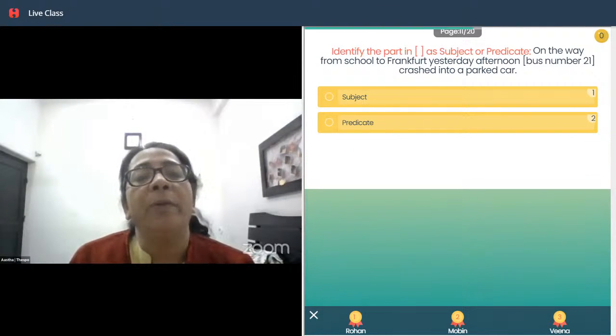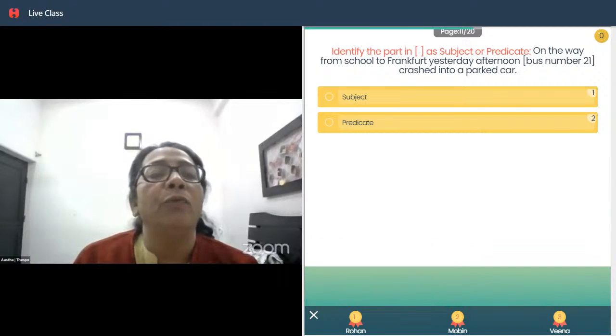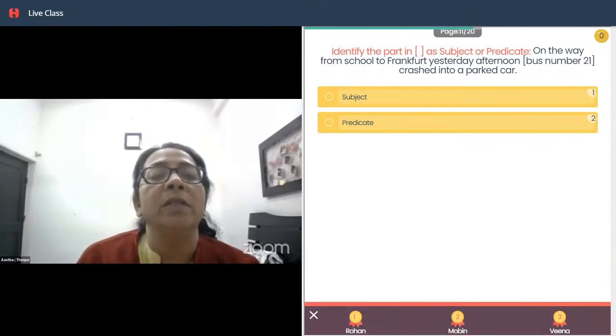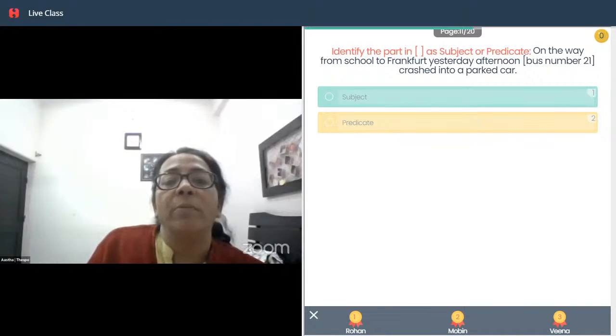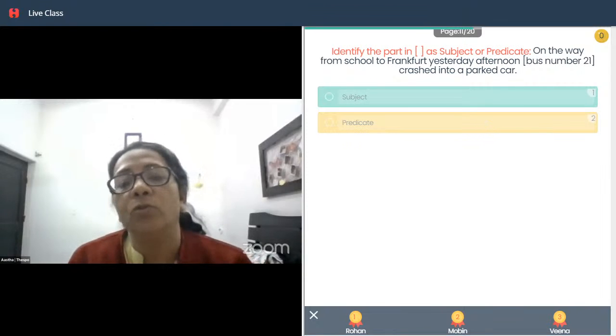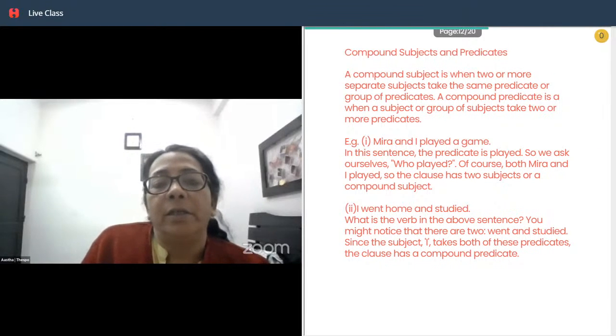Identify the part of the bracket as a subject or a predicate. On the way from school to Frankfurt yesterday afternoon, bus number 2 crashed into a parked car. So we are talking about what? Rohan is right. We are talking here about the subject. Oh, sorry, I gave the answer. Mobin is also right. Great.